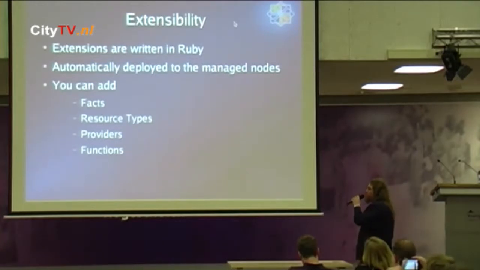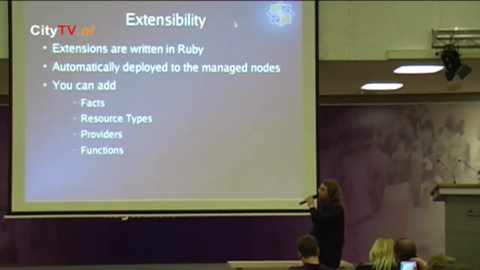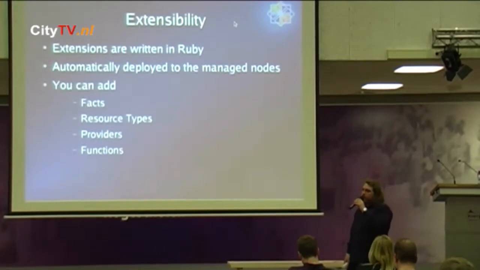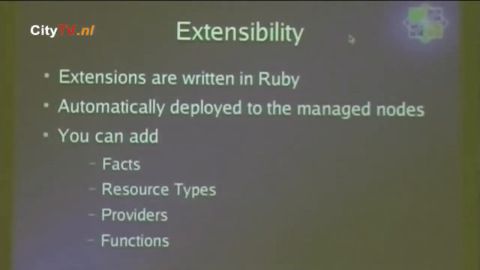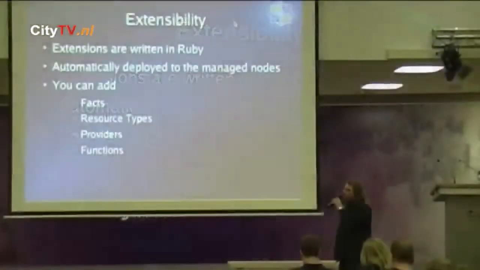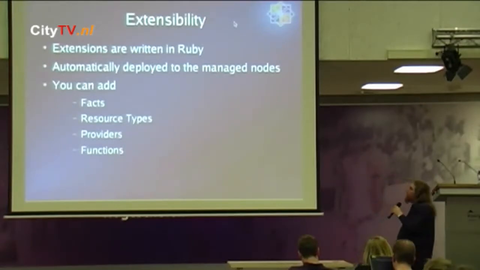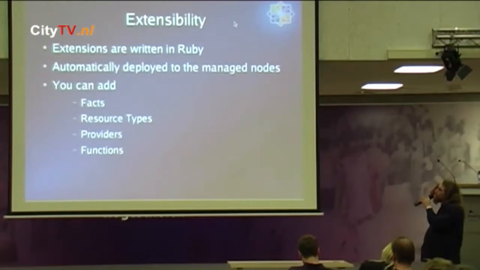Puppet is rather easily extended. Extensions are written in Ruby. Puppet itself is completely written in Ruby. It doesn't require a recent Ruby release, but it requires Ruby. These extensions are usually automatically deployed to the managed nodes if they are required there. For example, if you add a fact, that fact will be pushed to all managed nodes, and on the next configuration run, that fact will be evaluated by the PuppetD and sent to the Puppet Master. You can add new facts, new resource types, new providers and new functions.